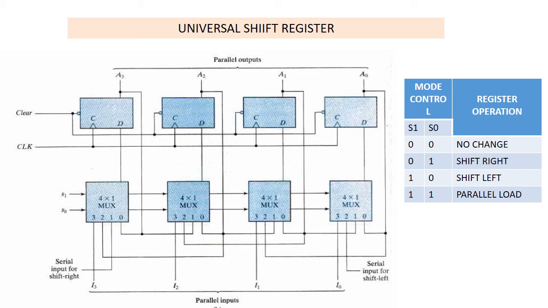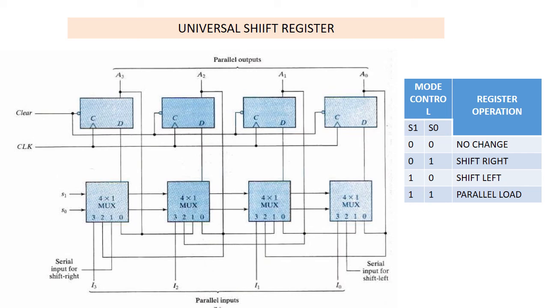First, a clear control to clear the register to 0. Second, a clock input to synchronize the operations. Third, a shift right control to enable the shift right operation and serial input and output lines associated with the shift right. A shift left control to enable the shift left operation and the serial input and output lines associated with the shift left. A parallel load control to enable a parallel transfer and N input lines associated with the parallel transfer. Sixth, N parallel output lines. Then seventh, a control state that leaves the information in the register unchanged in the presence of the clock.